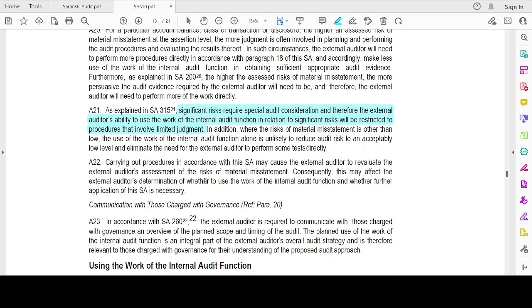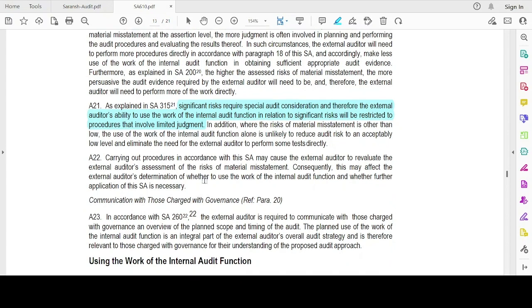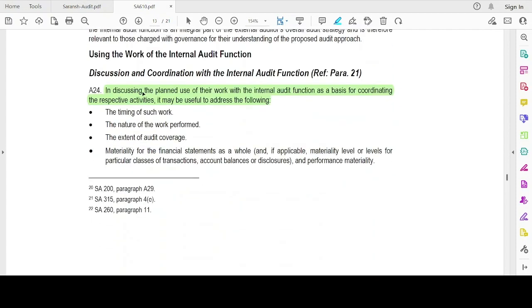Whenever there is limited judgment, I will use the work of the internal auditor or internal audit function. But whenever there is significant judgment, I myself, that is the external auditor, will do the particular work. In discussing the planned use of their work with the internal audit function as a basis of coordinating the respective activities, it may be useful to address the following.